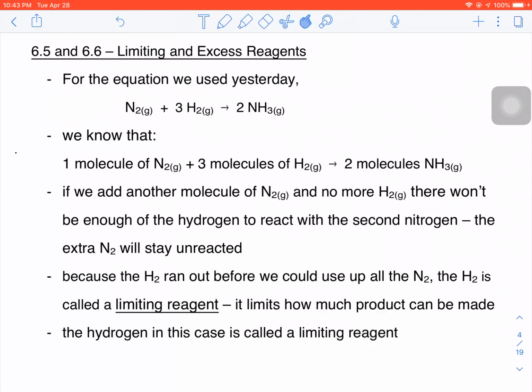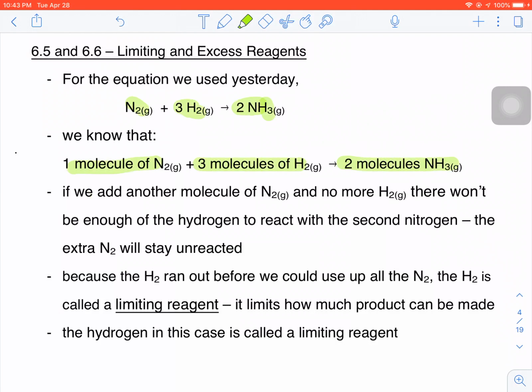From that equation, I now know that if I have 1 molecule of N2 and 3 molecules of H2, I will get 2 molecules of NH3. And that the 2 nitrogen atoms I have over here are embedded in the 2 NH3s. And that the 6 hydrogens that I had over here are also buried in the 2 NH3s. So all the atoms that I started with are accounted for at the end.